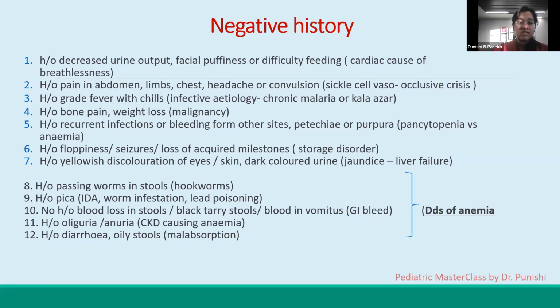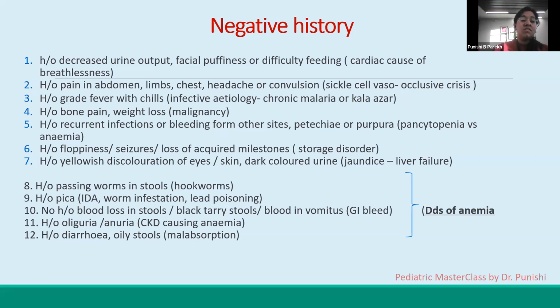Now for storage disorders, you would also have a history of floppiness, delayed milestones, seizures. So what storage disorders are we trying to look for? We're trying to look for Gaucher's, Niemann-Pick, glycogen storage, because these are the ones that can present with abdominal distension and anemia, but they will also have these associated complaints. So this kid doesn't have any history of floppiness or delayed milestones.